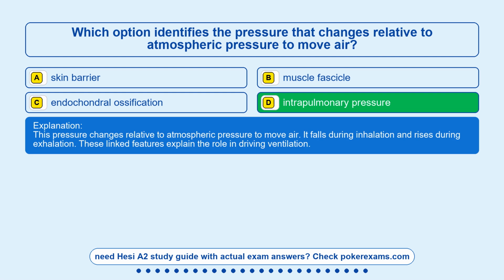This pressure changes relative to atmospheric pressure to move air. It falls during inhalation and rises during exhalation. These linked features explain the role in driving ventilation.